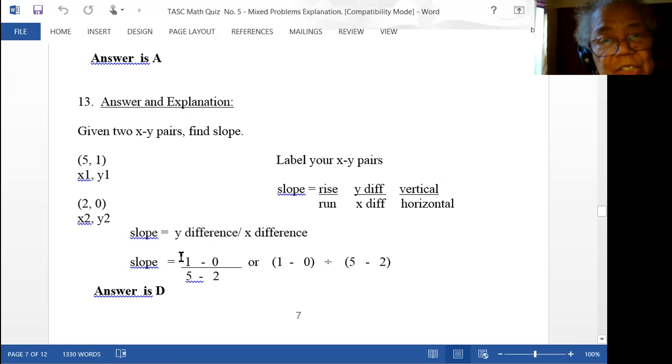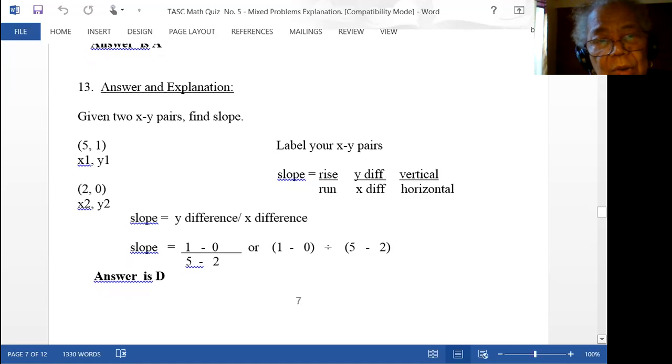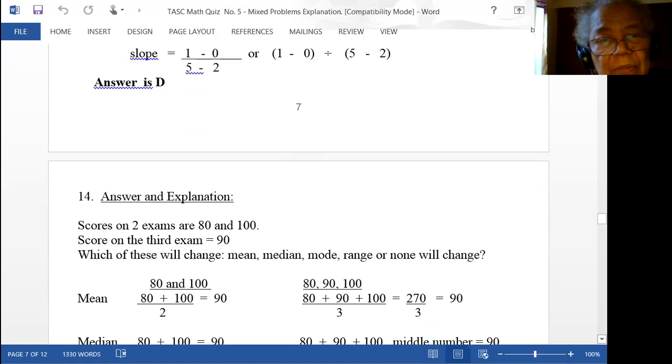So the slope is 1 minus 0 divided by 5 minus 2. Notice here, Y: 1 minus 0, divided by 5 minus 2. We can write it like this, or we can put the division symbol: 1 minus 0 divided by 5 minus 2, and our answer is D. Okay, let's go to number 14.